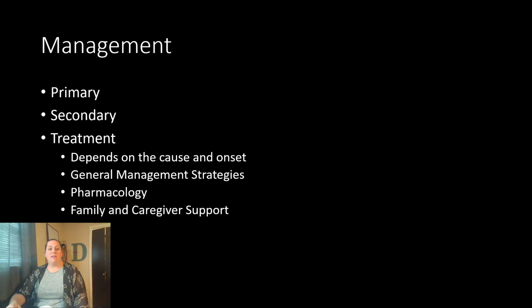Also, family and caregiver support. Now, this is super important. Not only are we supporting the patient, but we need to support the individuals taking care of these patients. This is a hard job. And if you don't believe me, then go be a hospice nurse or be a nurse who is going to work with Alzheimer's patients or the disabled.